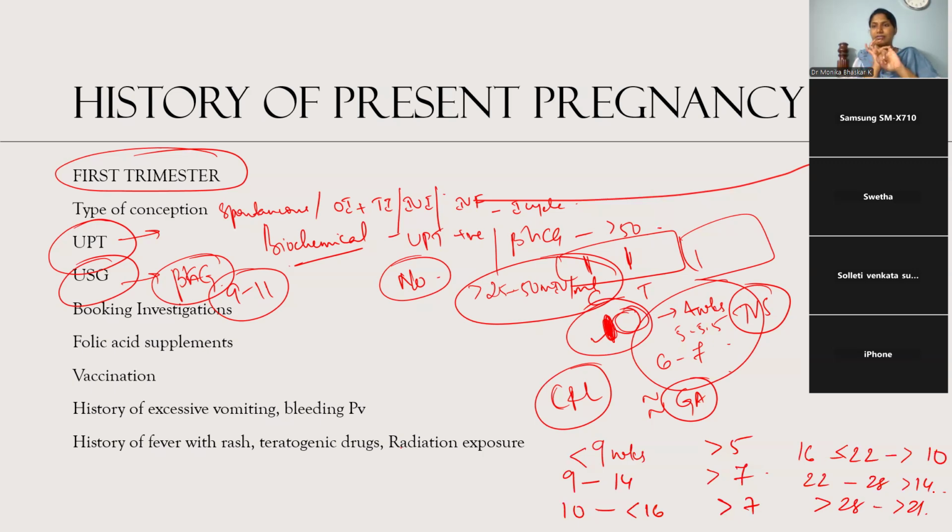So first thing, confirmation of the pregnancy. Second thing, whether it's an intrauterine or extrauterine gestation. Third thing, to date the pregnancy and accurately know the expected date of delivery. The fourth thing, whether it is a single gestation or a multiple gestation. So whether there are two gestational sacs or three gestational sacs, so whether it is twins, triplets. So based on that, you will know whether it's a singleton pregnancy or a multiple pregnancy.